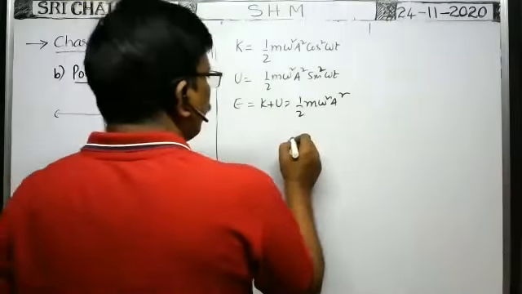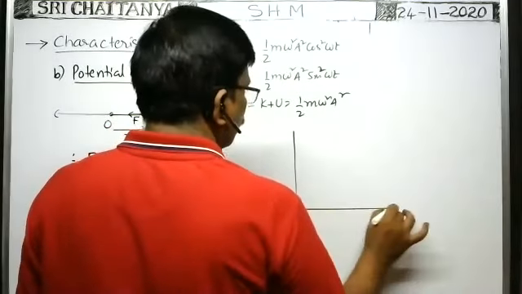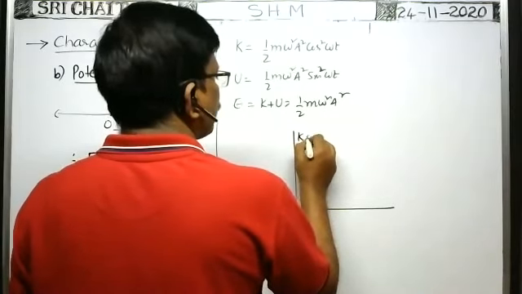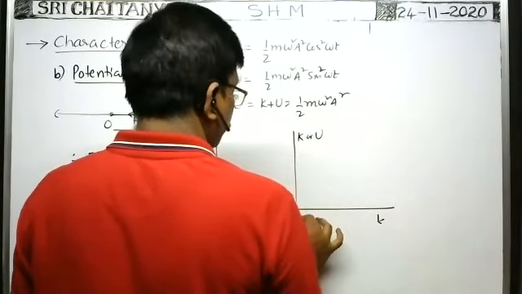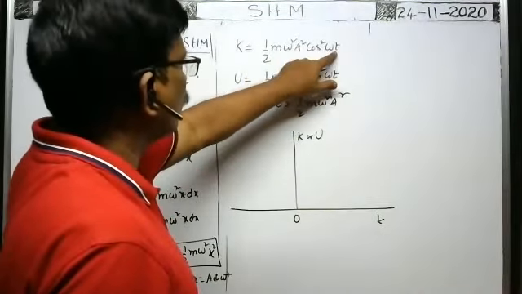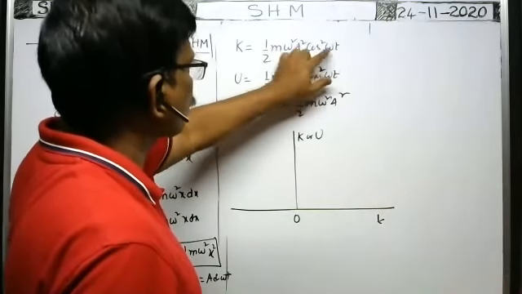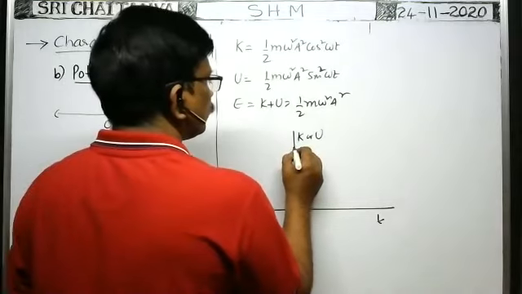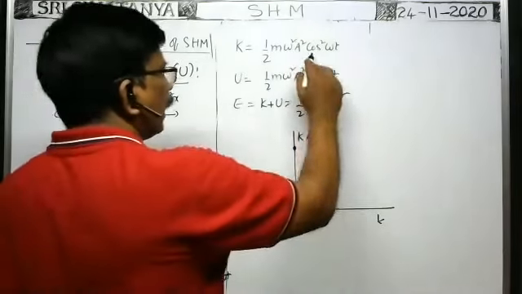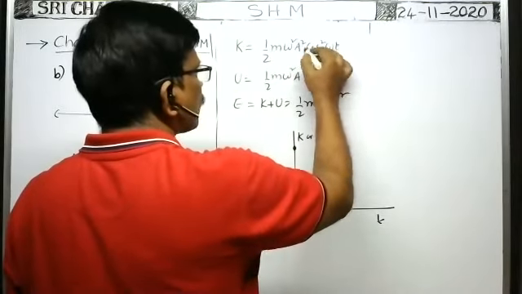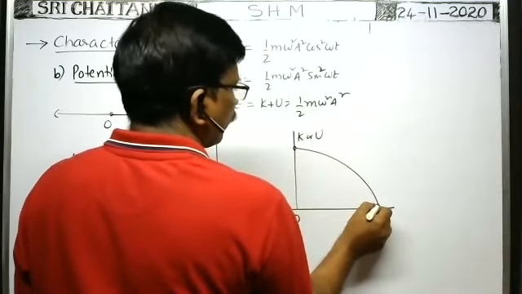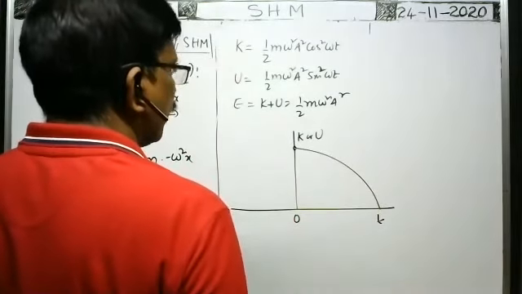Now, to see how the kinetic energy and potential energy vary with time, take kinetic energy or potential energy against time. At t equal to 0, the cos value is maximum, so kinetic energy becomes maximum. When time increases, the cos value decreases, so kinetic energy decreases. Hence, you will get the kinetic energy versus time graph like this.